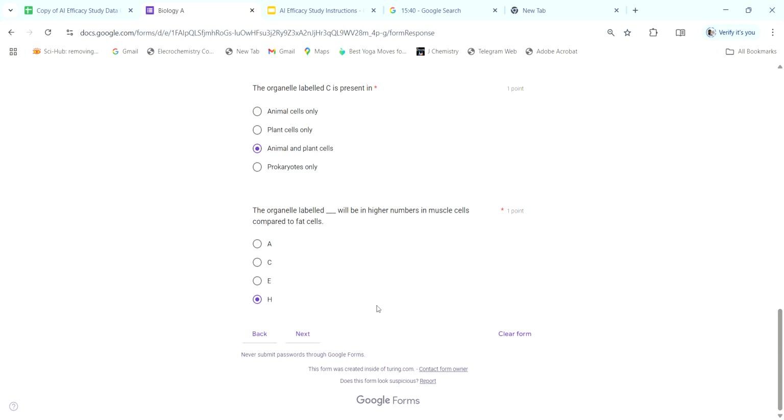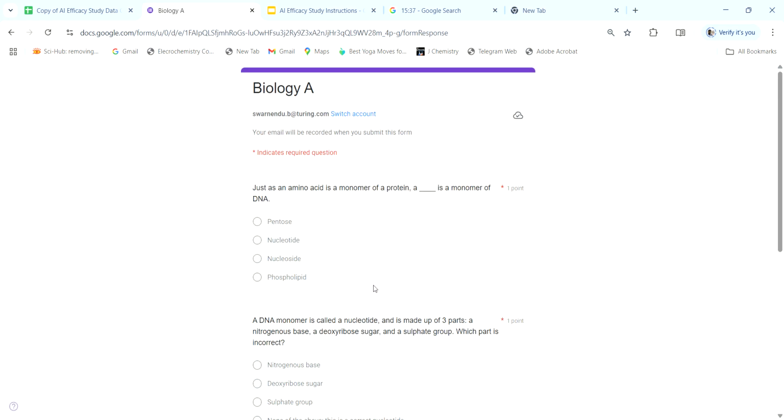Okay. Just as an amino acid is a monomer of a protein, a dash is a monomer of DNA: pentose, nucleotide, nucleoside, phospholipid. So DNA, nucleotide is the monomer of DNA. So nucleotide will be the correct answer.